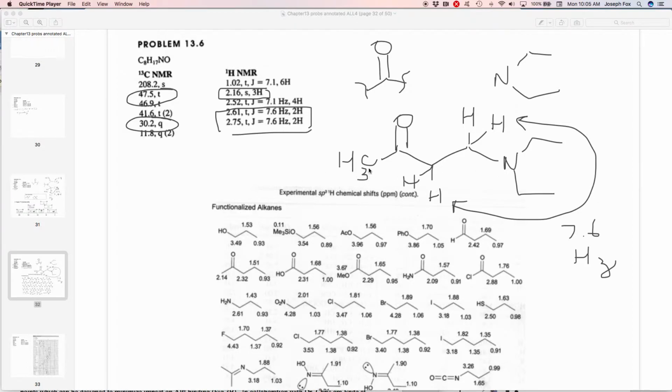Okay, so we're going to say that we got a methyl group here, and then just 2 methylenes to plug in between. So we have one end group with the methyl ketone, another end group with the amine, then just 2 methylenes to plug in between. So we can do that with peaks at 47.5 and 46.9, both triplets in the carbon NMR that are intervening, and then at 2.61 and 2.75 we have triplets in the proton NMR, J-coupled with a coupling constant of 7.6 hertz. So here's your final answer for this one.